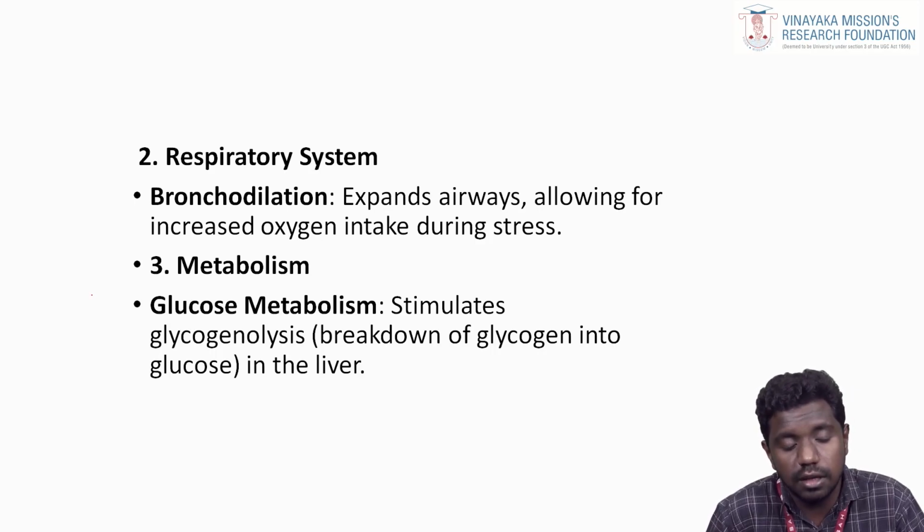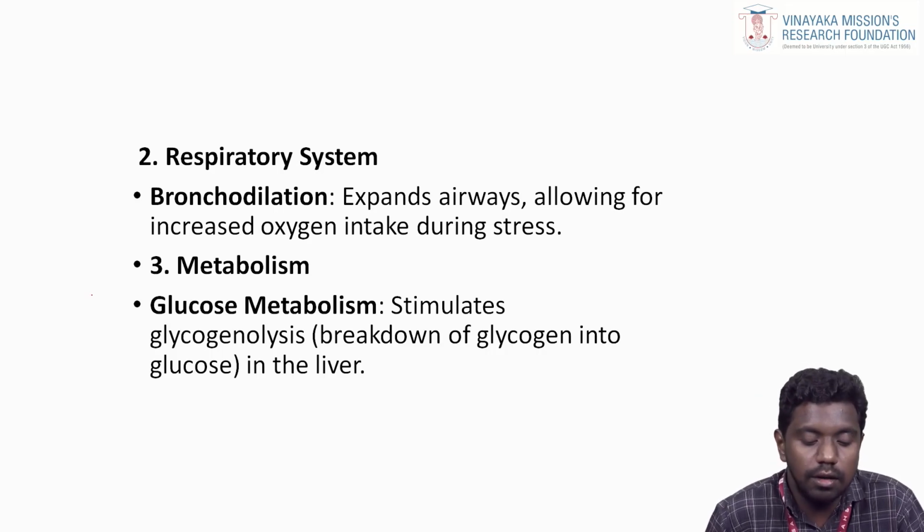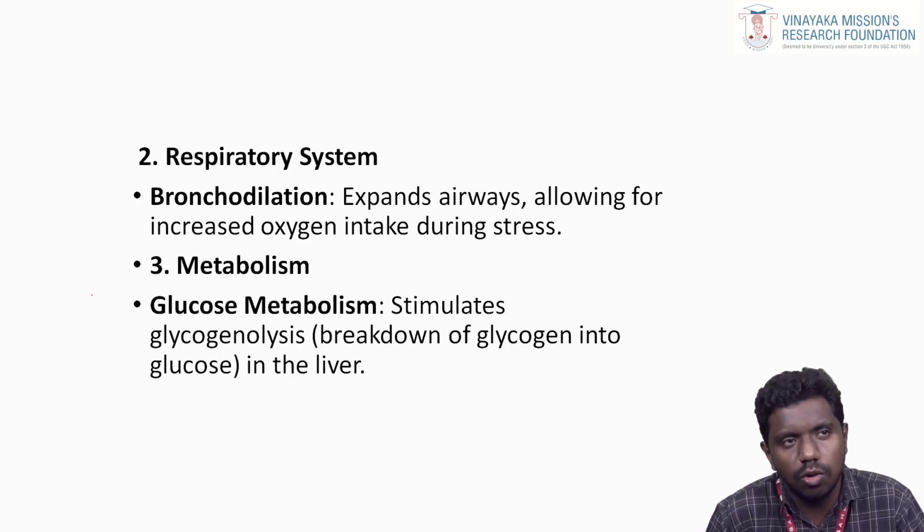So the sympathetic nervous system enhances glucose metabolism through glycogenolysis, the breakdown of glycogen into glucose in the liver. It converts glycogen into glucose in the liver, and this glucose is further transported to the other parts of the body and produces energy for our body muscles.